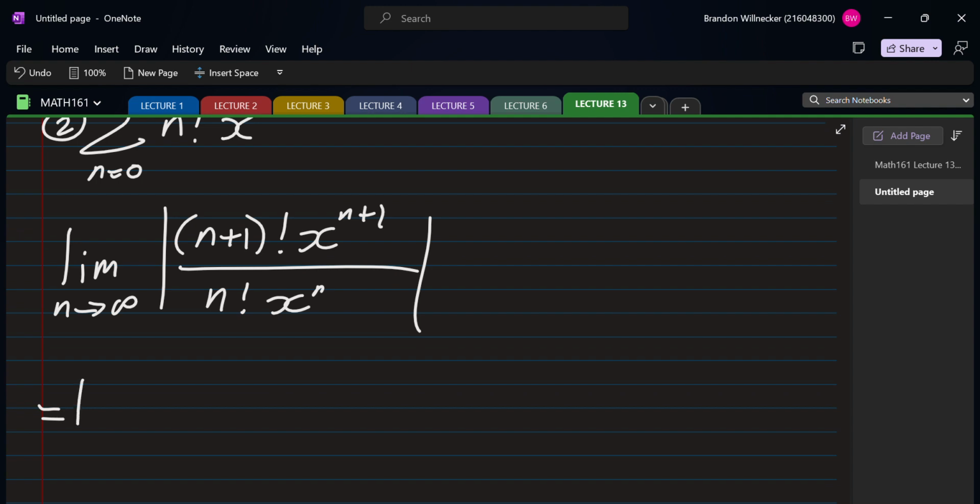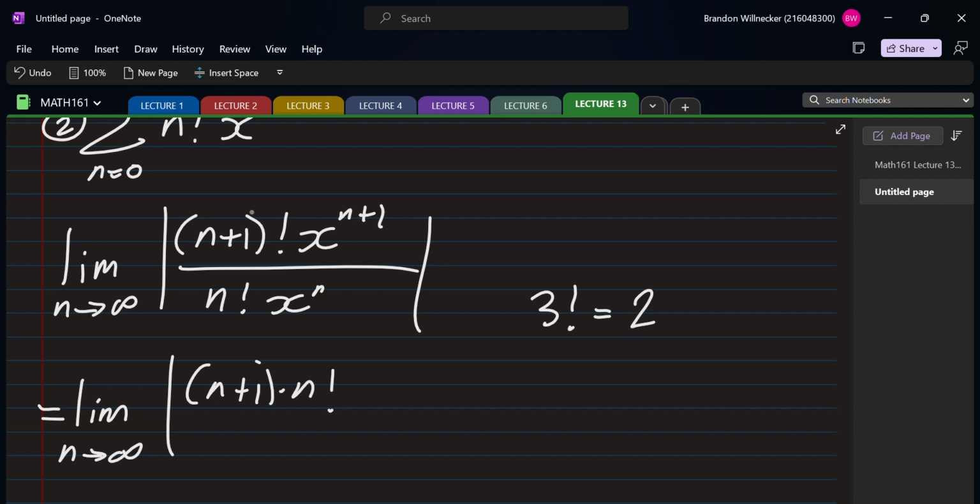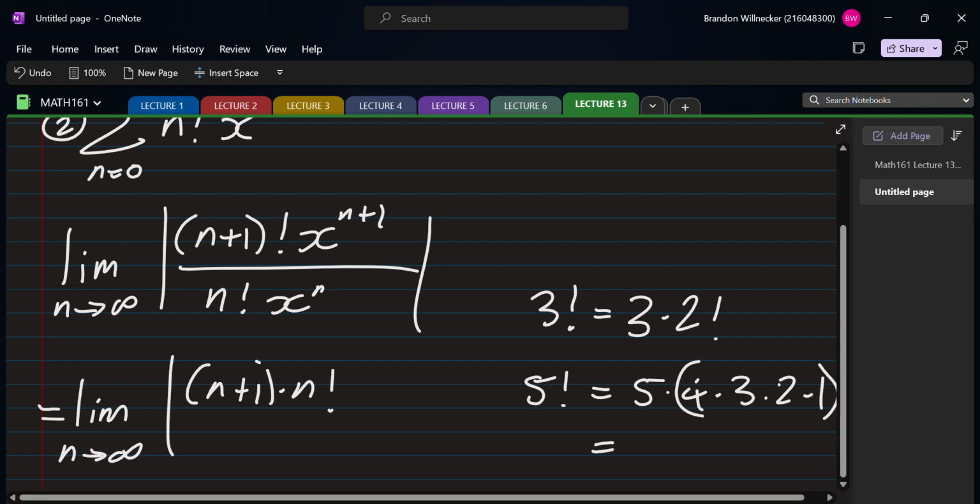So here we can clean this up a bit. We have the limit as n goes to infinity, n plus 1 factorial, we can write as n plus 1 times n factorial. That's just using the properties of the factorial. So remember, something like 3 factorial is 3 times 2 times 1, or 2 factorial is 2 times 1. So 3 factorial we can write as 3 times 2 factorial, because it's 3 times 2 times 1. Or if we had 5 factorial, that's 5 times 4 times 3 times 2 times 1, but 4 times 3 times 2 times 1 is 4 factorial, so it's just 5 times 4 factorial.